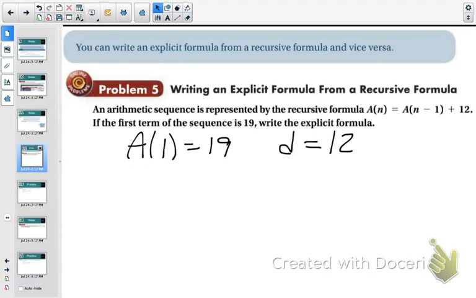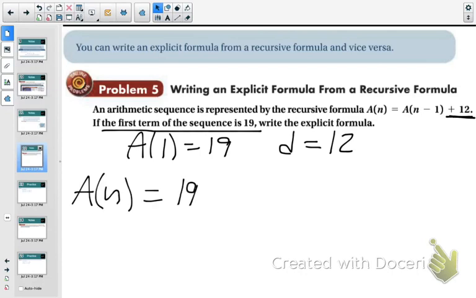This is basically giving us our first term here, which is a1, and then the common difference, which is here, of 12. So we have the two things we need to write the explicit formula. We say a_n equals a1, which is our first term of 19, plus n minus 1 times our difference, which is 12. And we can just leave it like that. This is our explicit formula.